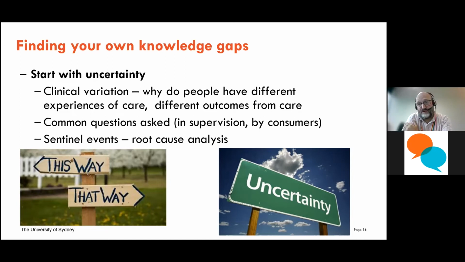Sometimes it's also in paying attention to sentinel events. When bad stuff happens, you might have some process of root cause analysis that might unveil some uncertainty. What we're trying to get at here is, what is it that you need to know that you don't know? The barrier here is usually that we spend a lot of time trying to be more certain to give people confidence, whereas acknowledging what's not known is important.